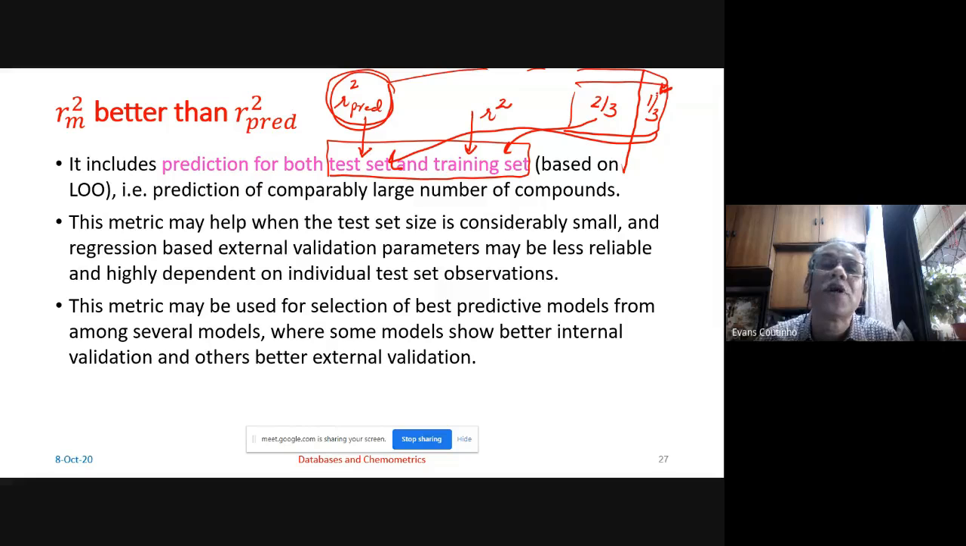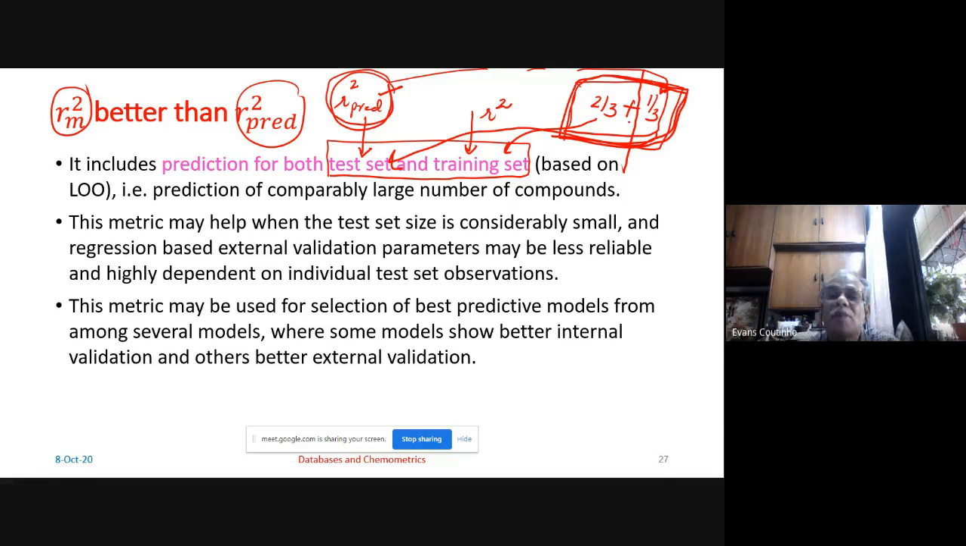So it's a very small number of molecules on which R square pred has been calculated here. Now R square M is better than R square pred because R square M uses the entire data set, both the 2/3 and the 1/3, both the test and the training set, in its calculation. That is why R square M is a much better matrix for prediction than the R square pred.